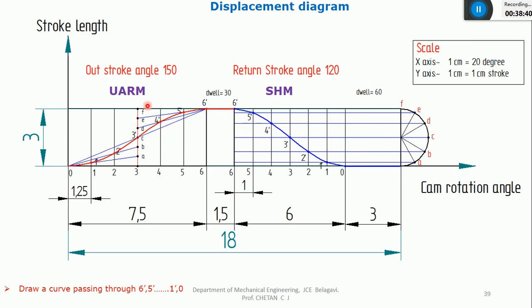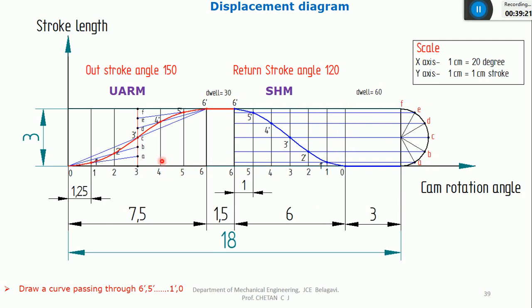When you compare it to the previous problem, that is problem number 2, I have interchanged the conditions. In the second problem, the outstroke was with simple harmonic motion and the return stroke was with uniform acceleration and retardation motion. But in this problem number 3, I have changed the condition. The type of follower motion is changed. It means the outstroke is with uniform acceleration and retardation, and the return stroke is with simple harmonic motion. That's why you also have to interchange the method. Whatever method is used for simple harmonic motion, it will be the semicircle. You have to use that method only. Only this is the change.